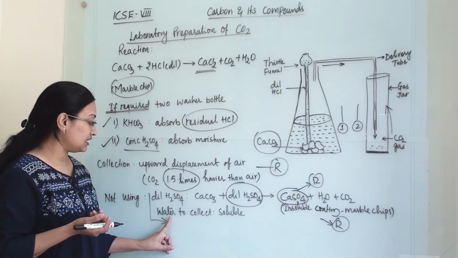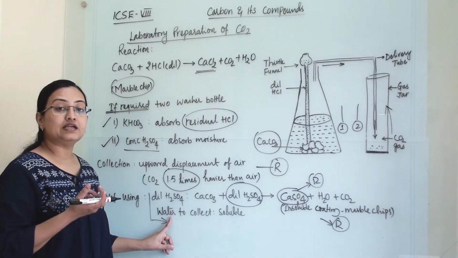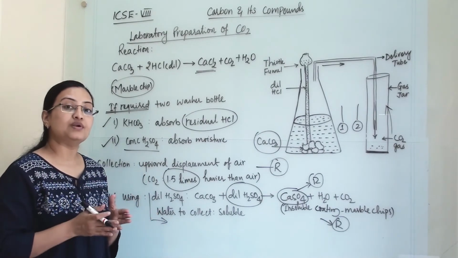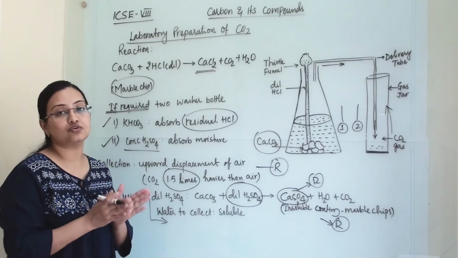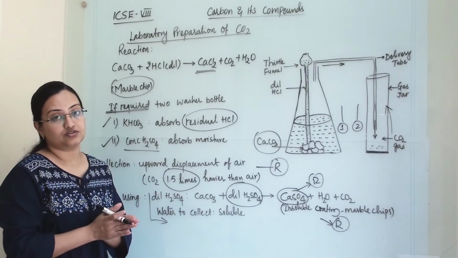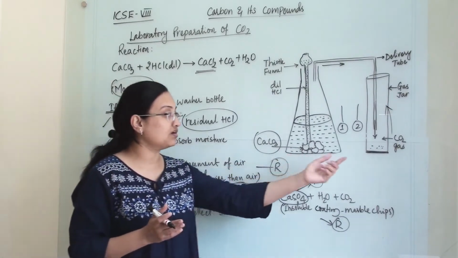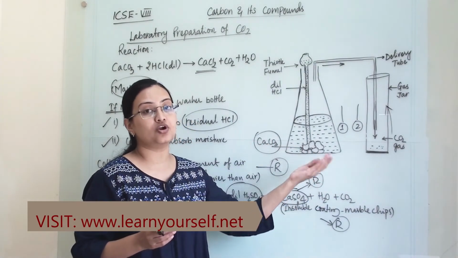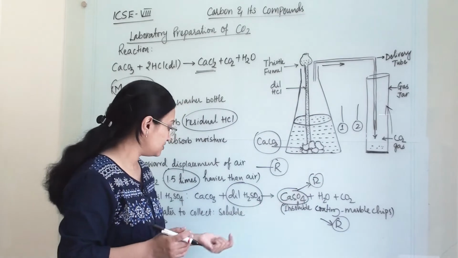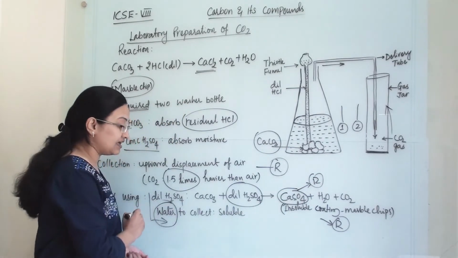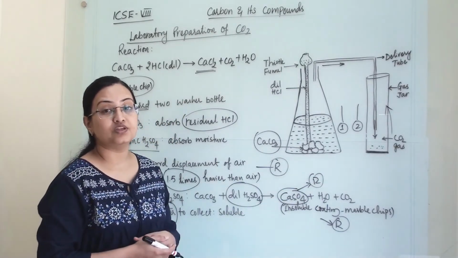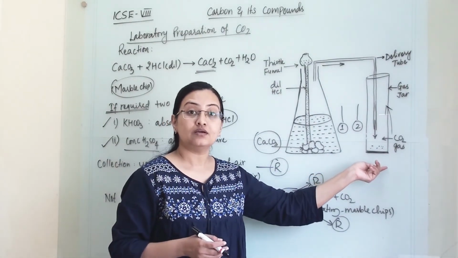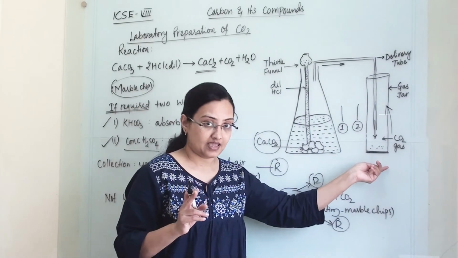The next reason is why we are not collecting carbon dioxide gas over water, because carbon dioxide gas is fairly soluble in water. Once we use water, the carbon dioxide gas will start dissolving in it and we will not get a proper yield. So that's why we are not collecting carbon dioxide gas over water, and we are collecting it in a vacant jar, that is with air.